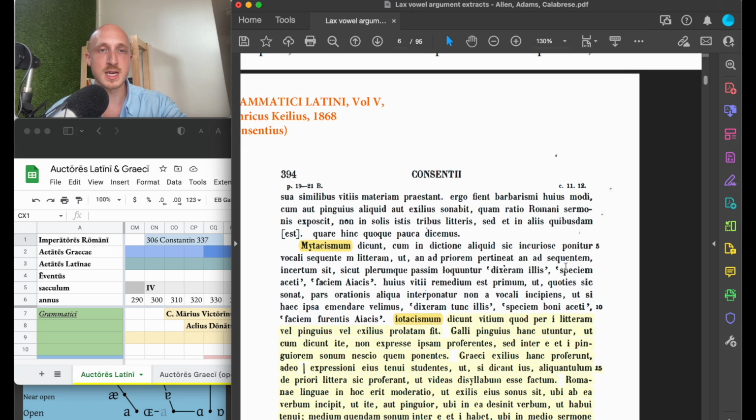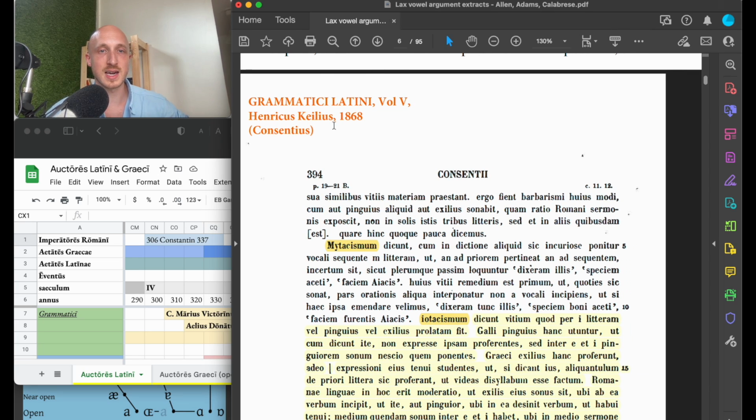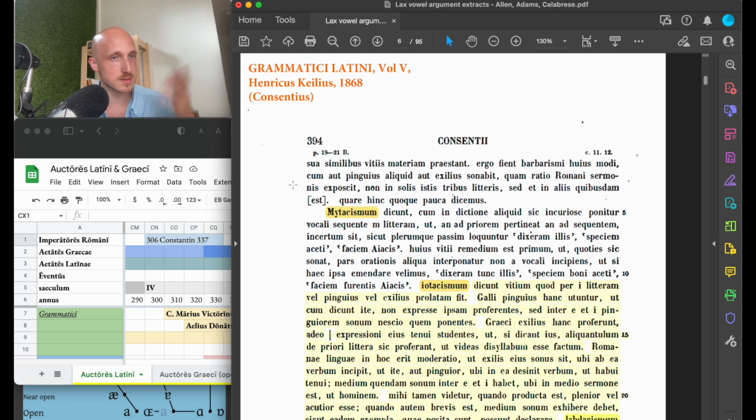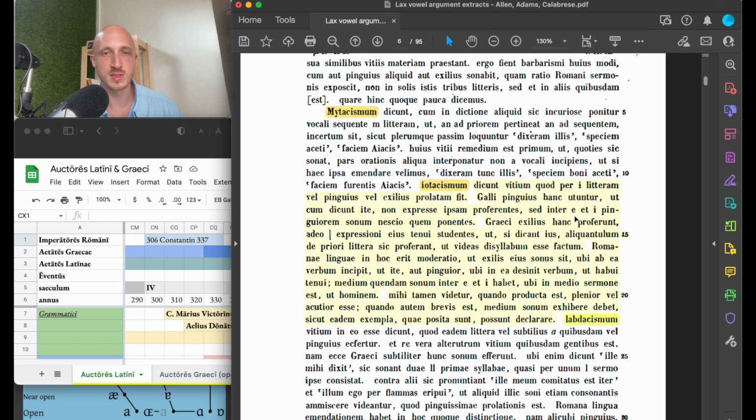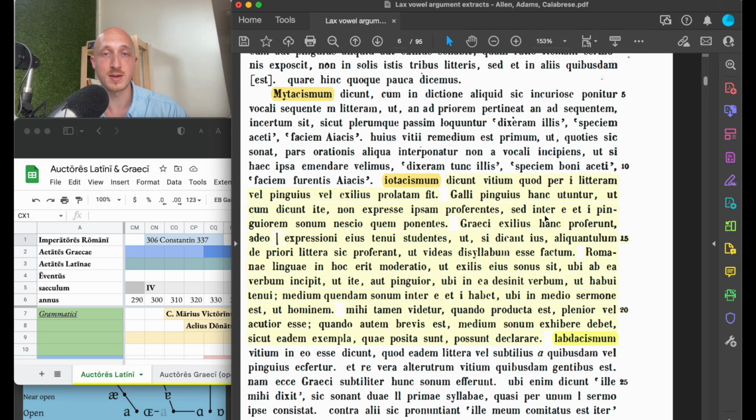Let's go to good old Keil, old Heinrich Keil, so Henricus Caelius, who in the 1860s put together all these Latin grammarians in this wonderful text, which is very useful. Here is Consentius, or Consentius, as they call themselves, most definitely. So let's look a little bit more about what at least late grammarians say on the topic, because they also talk about ioticism.